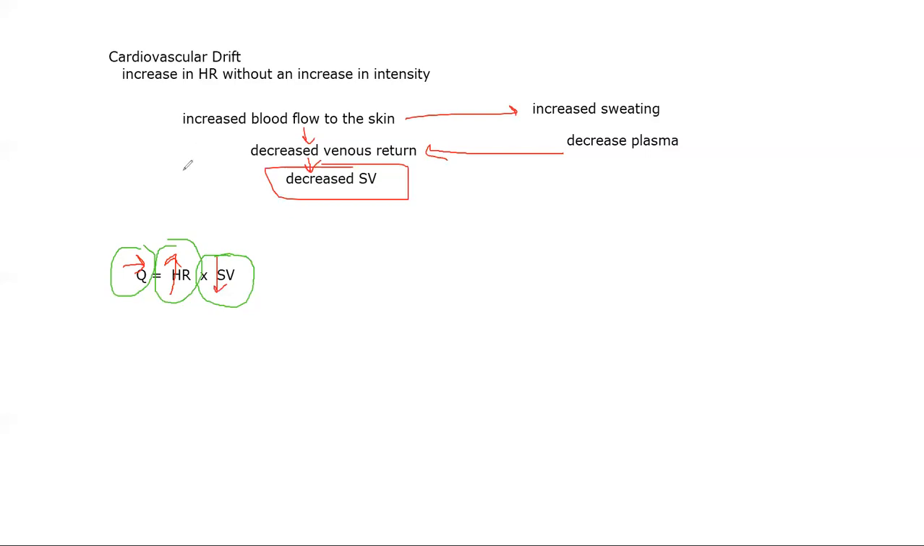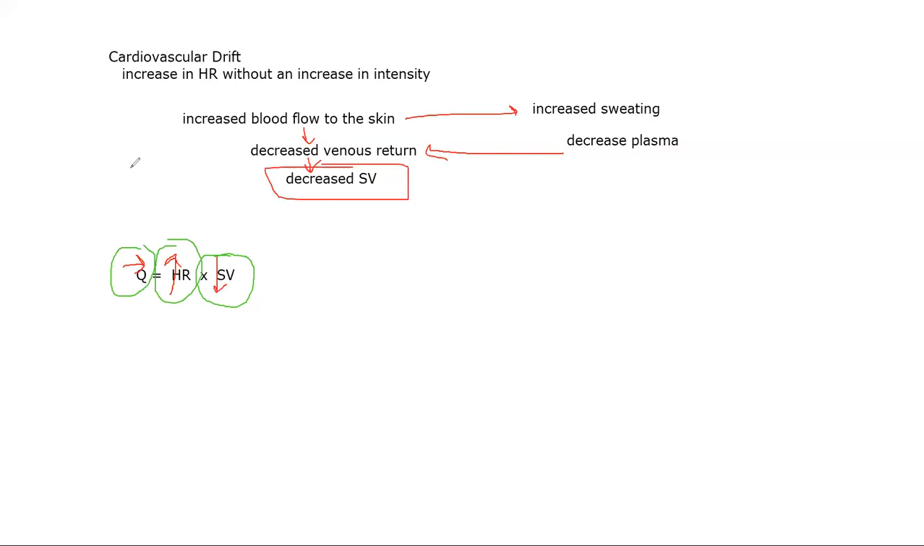Okay, cardiovascular drift is an increase in heart rate without an increase in intensity. It usually happens in a hot environment with prolonged exercise. If you're in a hot environment, you're going to be redirecting a lot of blood flow to the skin. That's going to cause a decreased stroke volume in two different ways. One way is that you're redirecting blood flow to the skin, so less blood is going to the heart. That's going to decrease stroke volume.